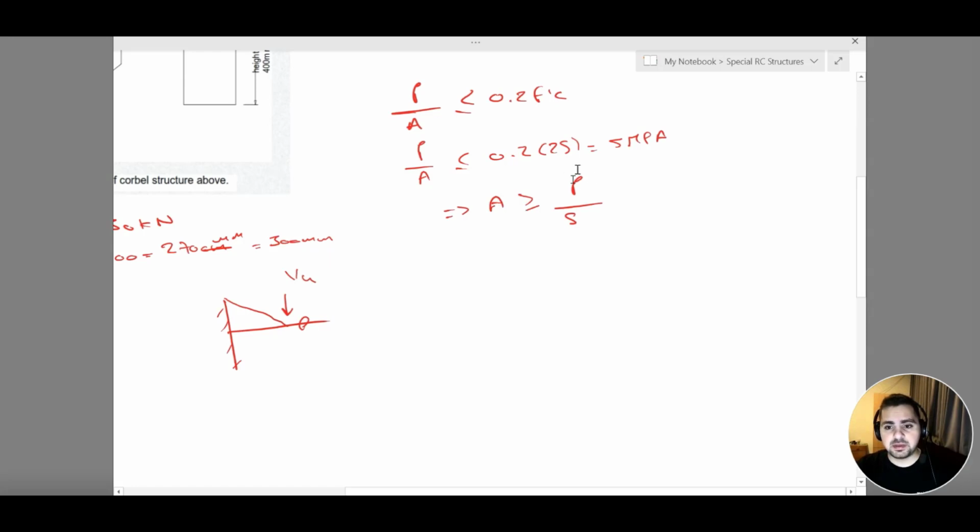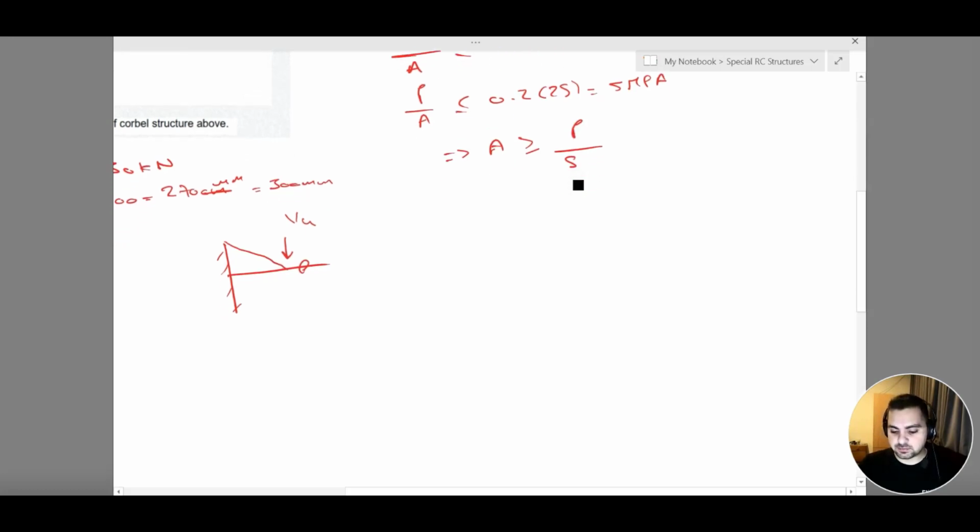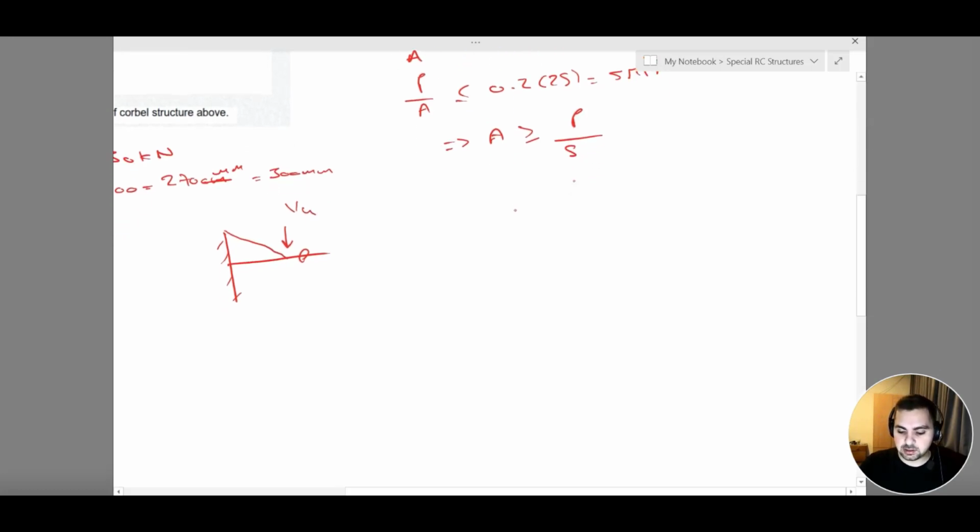Now the P here is P service. However, what we have is the ultimate. We do not have the service dead load, and we do not have the service live load. So what we are going to do is take the average of 1.2 and 1.6, since it's 1.2 dead load plus 1.6 live load. So we are going to take 1.4.